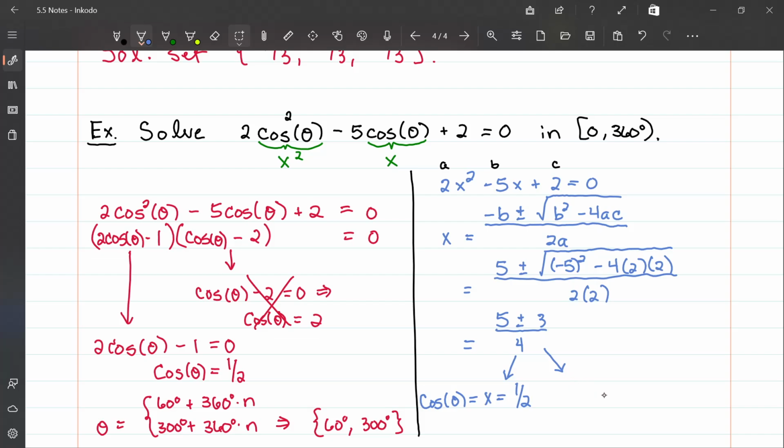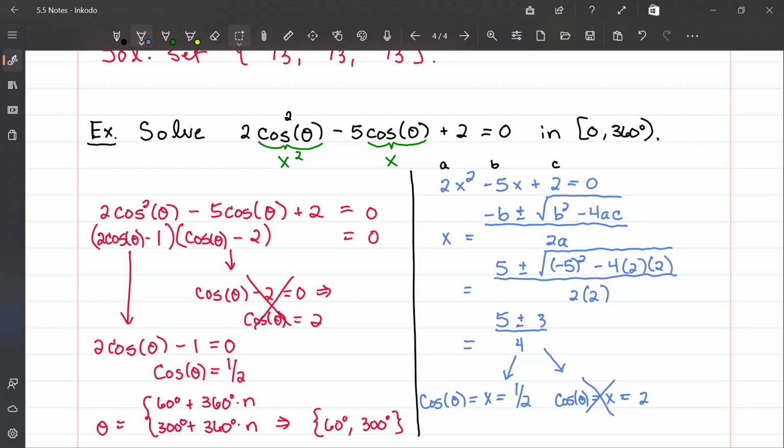I would say to begin with, okay, x is going to be equal to what happens when we put the positive sign in the middle, so that would be 5 plus 3, which is 8, divided by 4, which would give us 2. And unfortunately, that simplifies to cosine of theta is equal to 2, the equation that didn't work, the one that we crossed out.